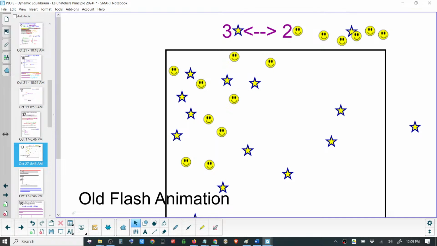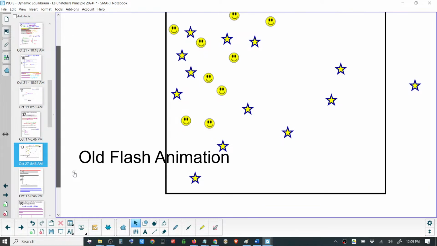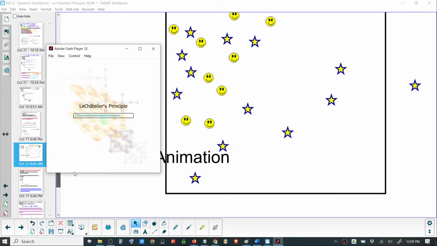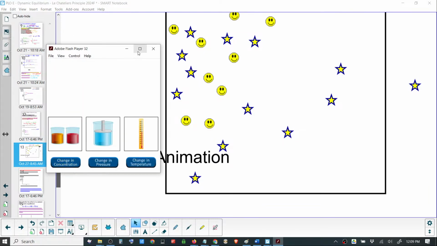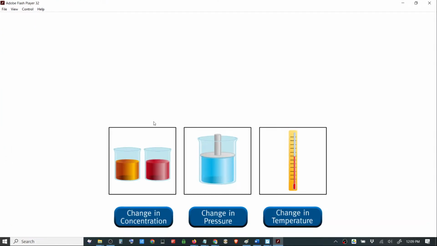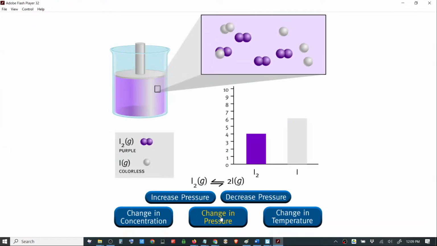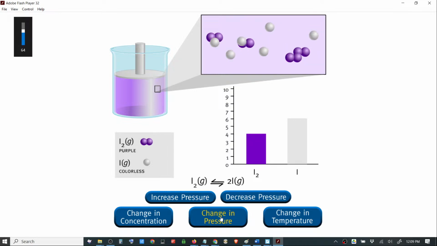Apparently I have an old Flash animation. Flash, if you don't know, was an old method of showing things that took over your computer, and eventually people realized it was bad because viruses.